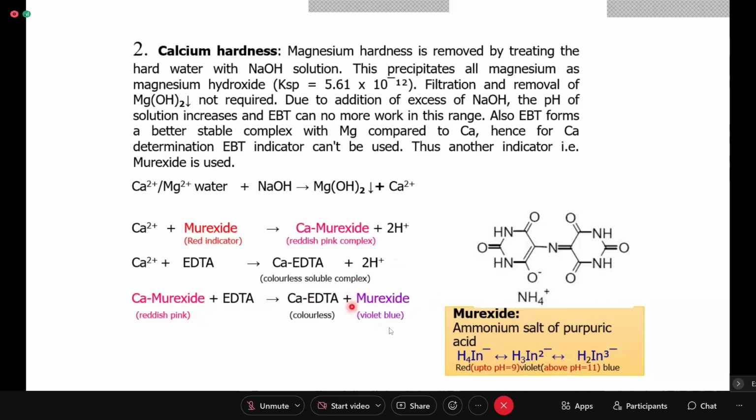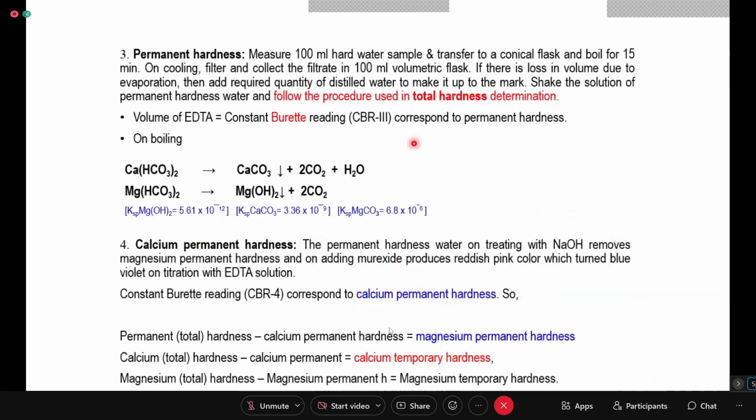It is violet only. Okay, so this is the basic principle behind determination of calcium. Then the third part is determination of permanent hardness. For permanent hardness, you measure 100 ml of hard water and transfer it into a conical flask.